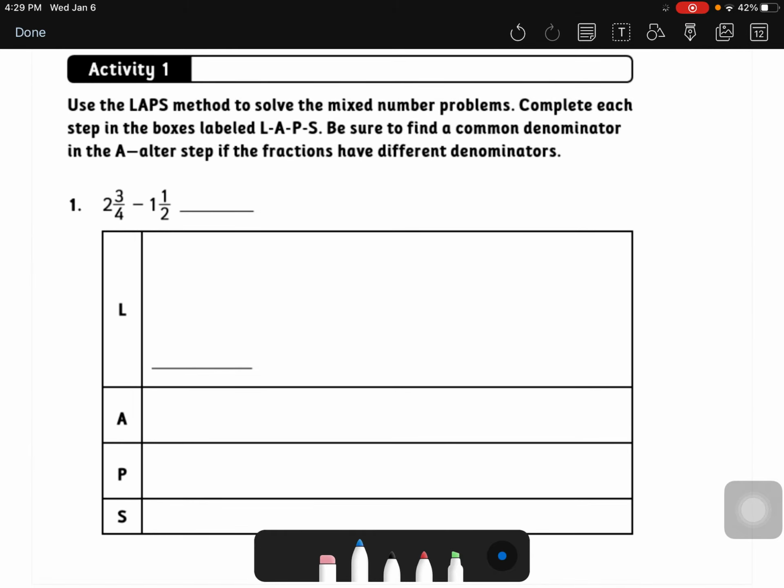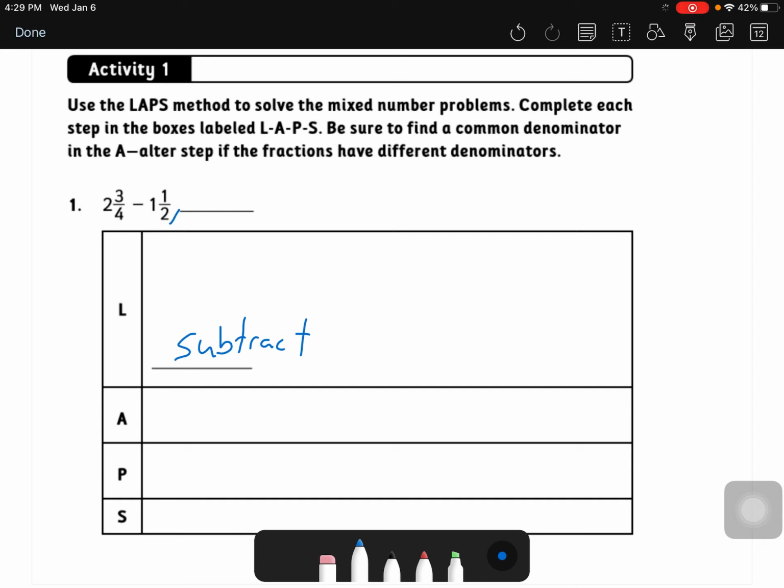Okay, a little more of this. They're asking us to go through the steps here, and so I guess I'll do that. So laps, we're going to look at this and see it's subtraction. So we're subtracting. We're going to alter what we need to.